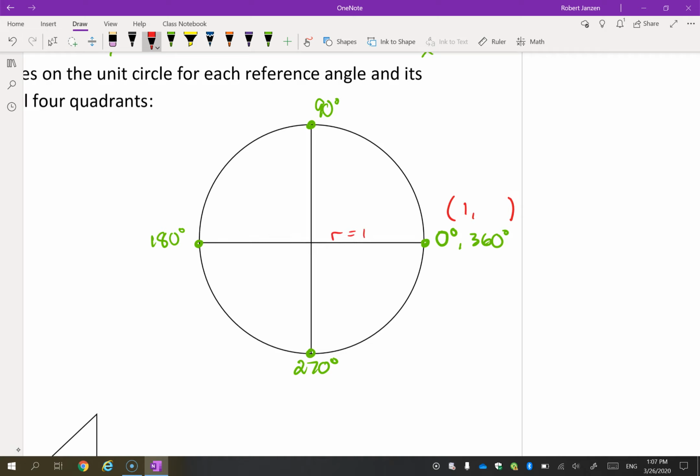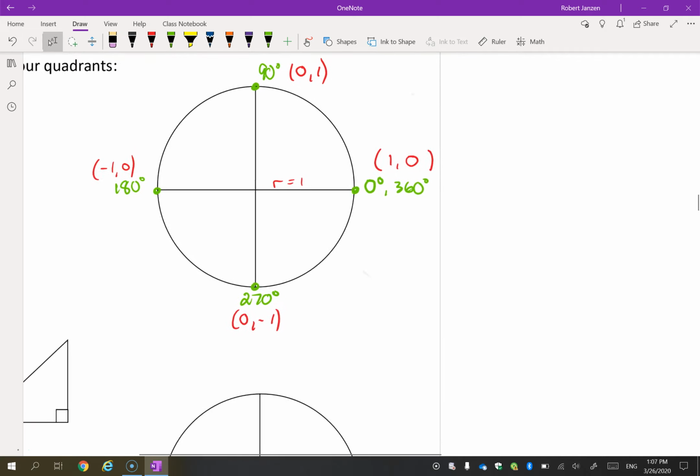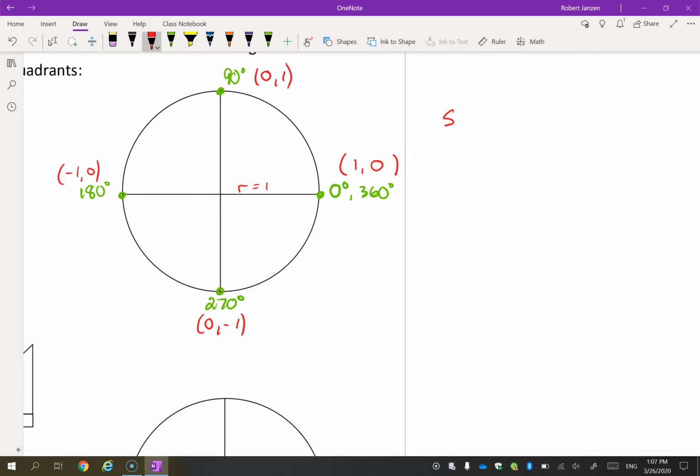This point would become the point 1, 0. Up here, we would have the point 0, 1. Here you would have negative 1, 0. Here you'd have 0, negative 1. Now, why is that important? Let's take a look at a couple of these examples.